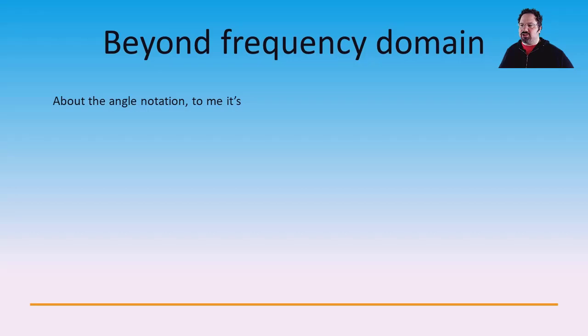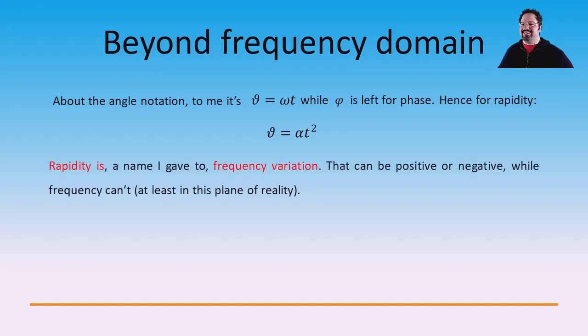About the angle notation, to me it's theta equals omega t, while phi is left for phase. Hence, for rapidity, theta is equal to alpha t squared. So rapidity is a name I gave to frequency variation. Rapidity is frequency variation that can be positive or negative, while frequency can't, at least in this plane of reality.